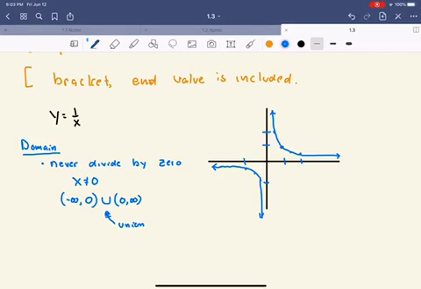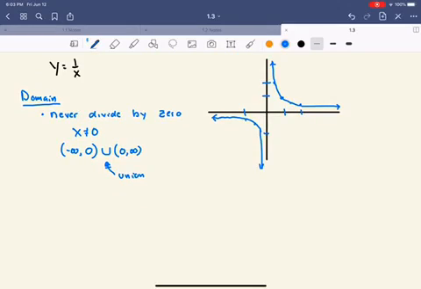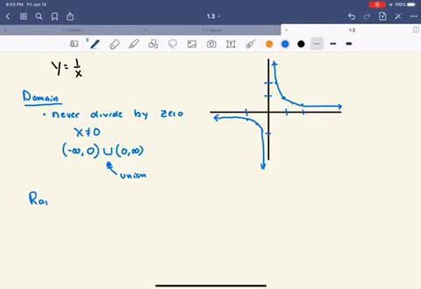Okay. Now, the range for this function. Well, y is never going to hit the line 0. So it's actually going to have the same range. Y cannot equal 0, or if I want to write that in interval notation, negative infinity to 0 together with 0 to infinity.